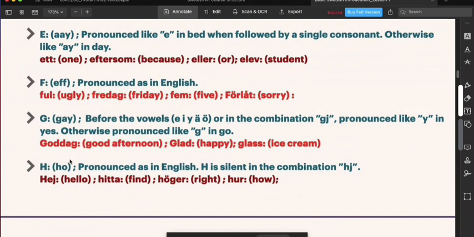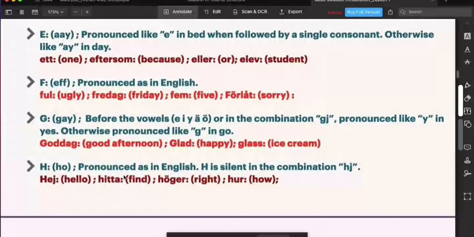Next letter is H. Again, we have here first a greeting. Hej. Very common greeting to say hello. Whenever I have eye contact with any person, it can be a stranger, it can be a familiar face, I would say, or maybe the other person says, hej, hello. And hitta. That is again a verb in original form, in infinitive form. To find something. Hemma, right. Hur is an interrogative word. Hur mår du, how are you?